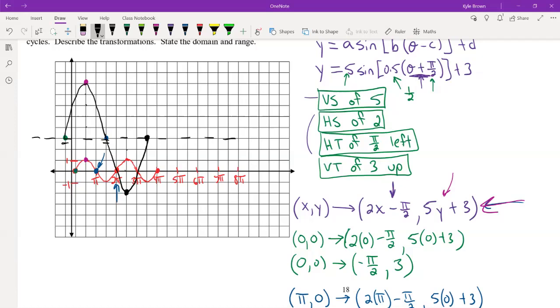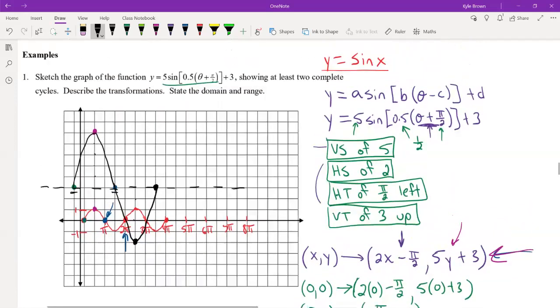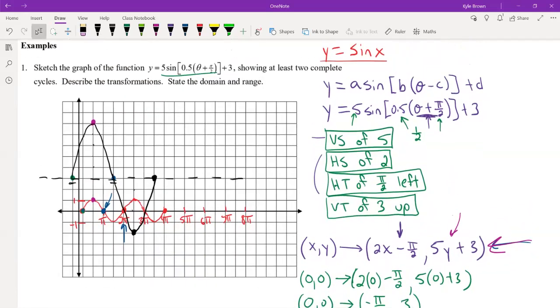It did say 2 full complete cycles. So we'll just keep going. So we'll just keep doing this pattern here. So it was 4, to that point, and then 4 more, it'll cross again there. And then in the middle, it'll come up to here. And then in the middle down here, it'll come down to here, right? So there's my points. Now I just connect the dots.